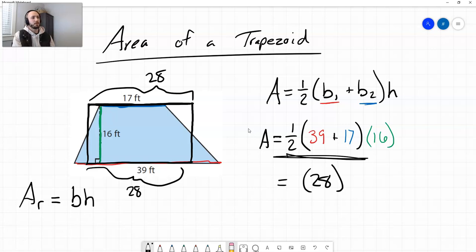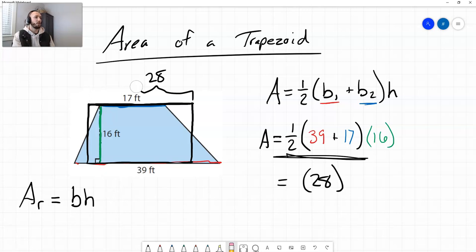So the area of this trapezoid with bases of 17 and 39 feet and a height of 16 feet is going to have exactly the same area as a rectangle with a length of 28 feet and a height of 16 feet. So that's why we want to use the average of those two bases.